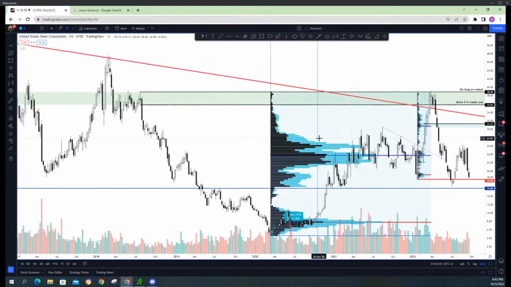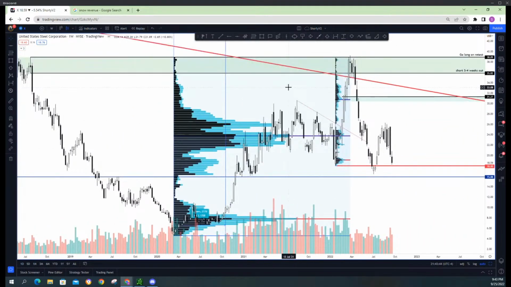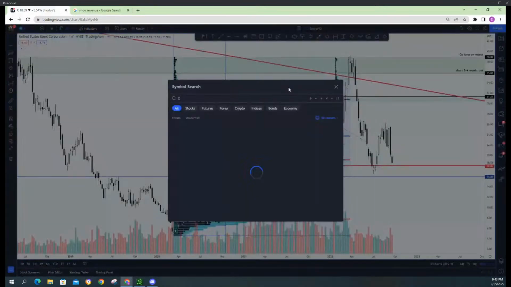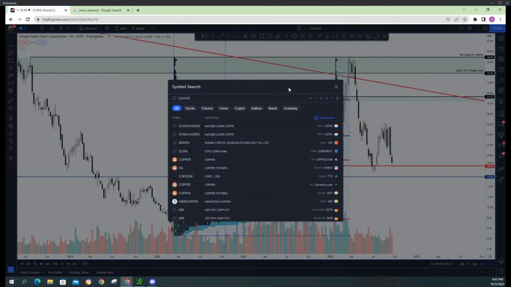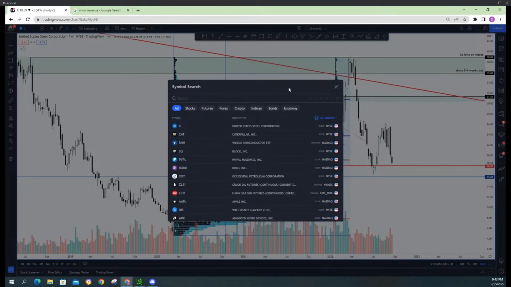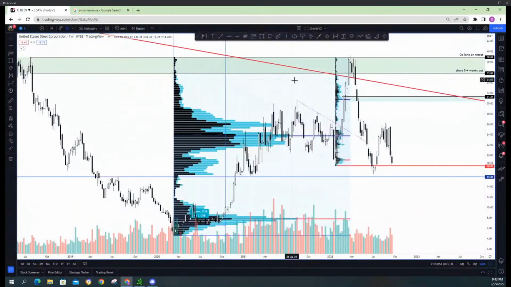All right, let's see what else we got. What's the symbol for copper? Let's see. Any tickers? I'm not sure. There's some ETFs, but I can look into it. Yeah, I'm sure Flip knows if you ping him, he sleeps with this stuff.